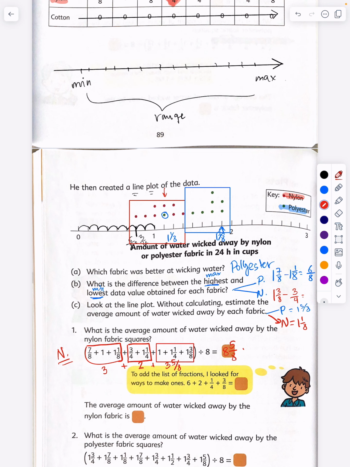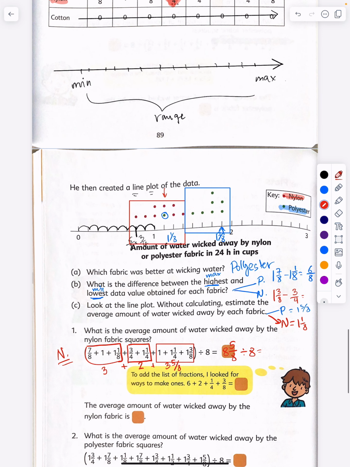8 5/8. But we have to divide it by the number of data points, which is 8. And if you do the calculation, it will become about 1, just like we thought it would be, right? 1 5/64. So the sum of all the data points collected was 8 5/8, and the average amount is 1 5/64. Okay, so that's the accurate amount.